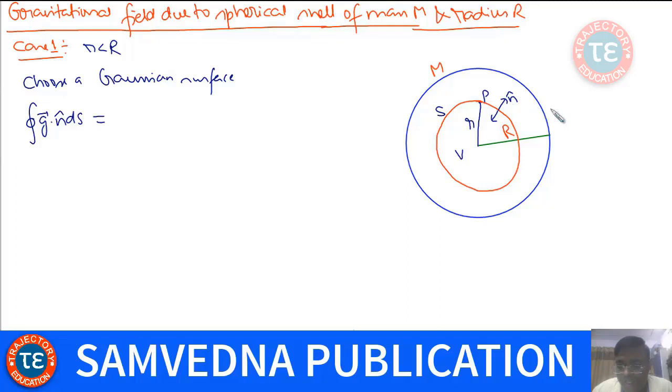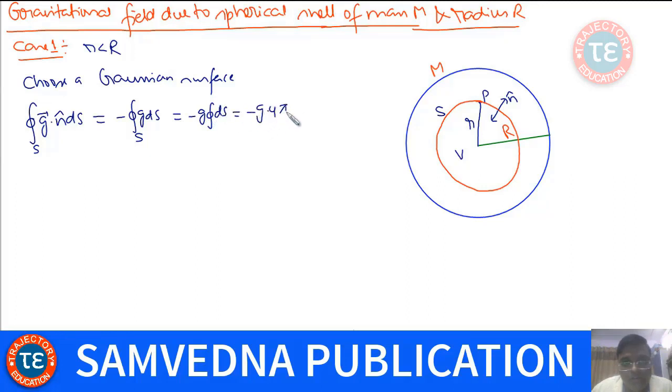We don't know whether it is zero or non-zero, but if it is non-zero, it will be radially inward, whereas n is the outward drawn normal. So G dot n is going to be minus G, and G is a function of r only. The Gaussian surface is spherical, so r has the same value at each and every point, so G will have a constant value at every point on the Gaussian surface. So I can take G out.